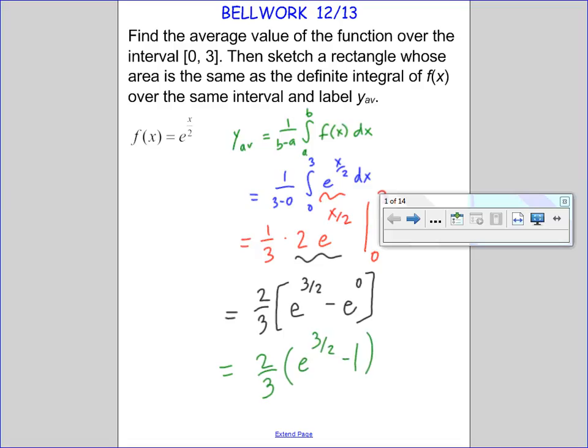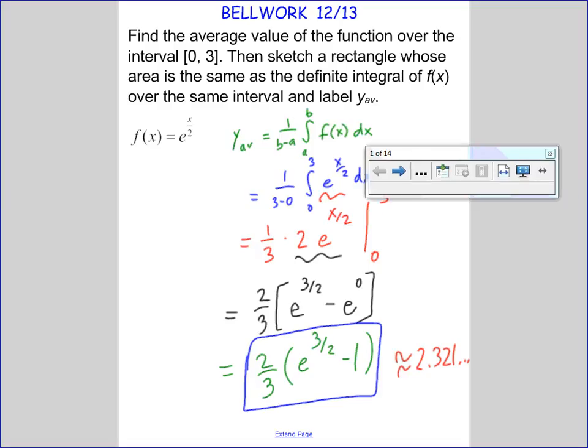And I saw several of you did an approximation for that and got about 2.321. Did you guys get about 2.321? Correct? So that's about 2.321. Awesome. So raise your hand if you already got that. So who got that? Great.